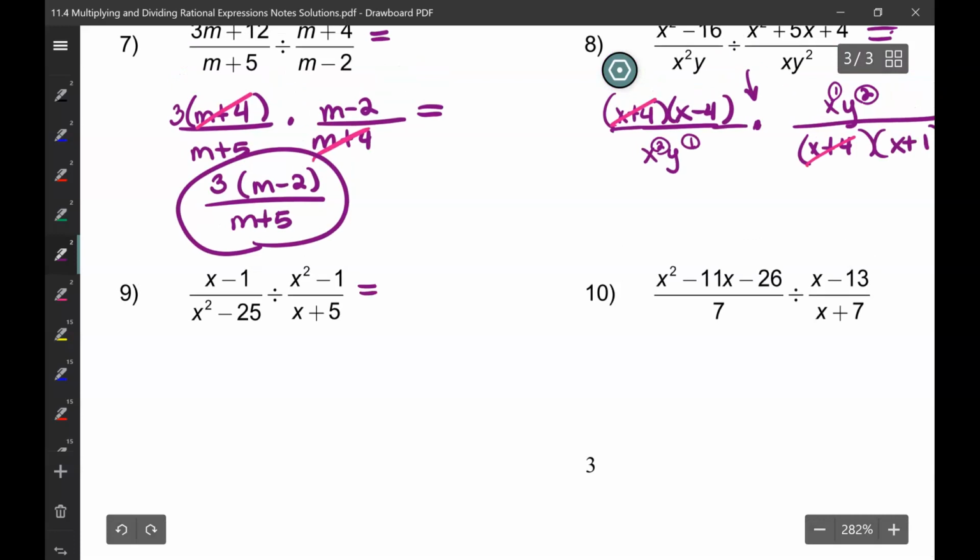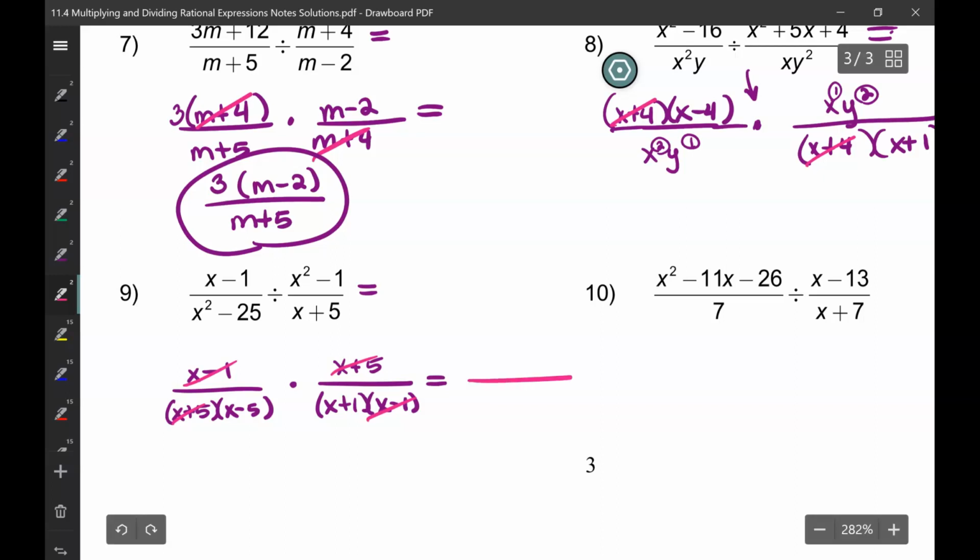Okay, last two. These are both divisions, so I'm going to keep. However, I notice x squared minus 25, so I'm going to write x plus 5, x minus 5 times, now we're going to change, flip, so x plus 5, and then x squared minus 1 is x plus 1, x minus 1. So what can we cancel? The x plus 5s. What are we left with? Oh, now notice everything canceled in the numerator, so we've got to put a 1 up there. What do we have left in the denominator? X minus 5, x plus 1.